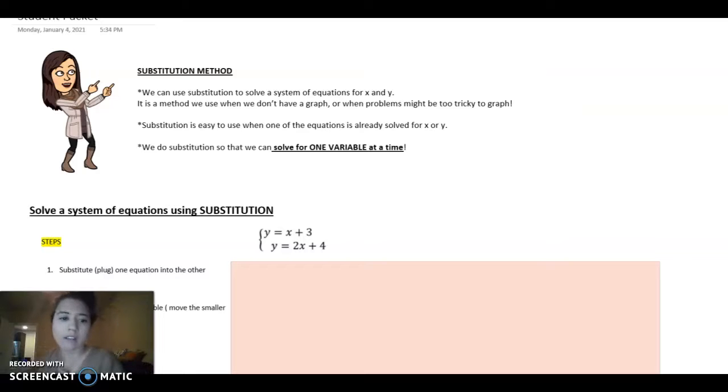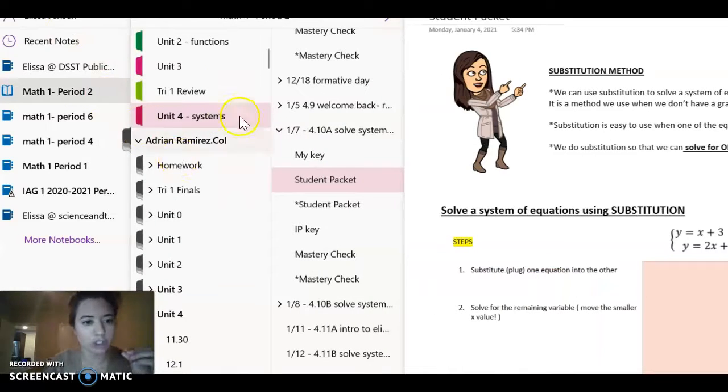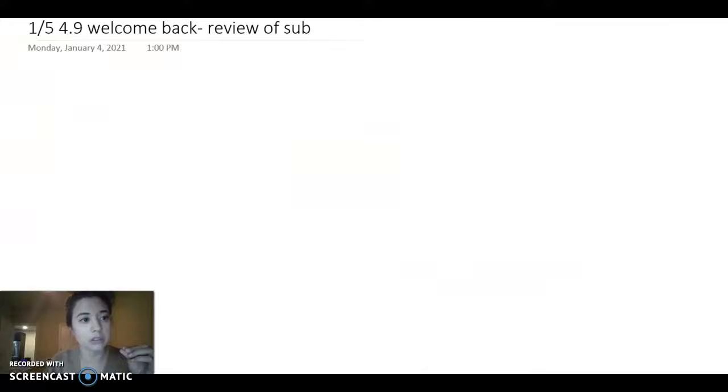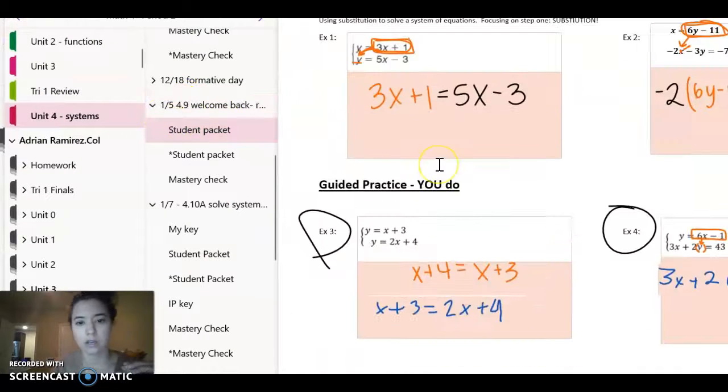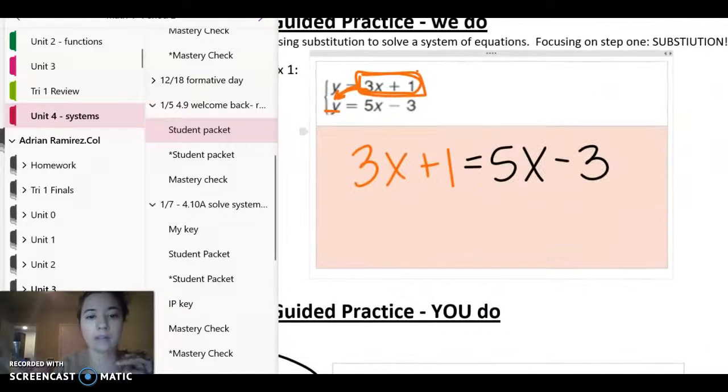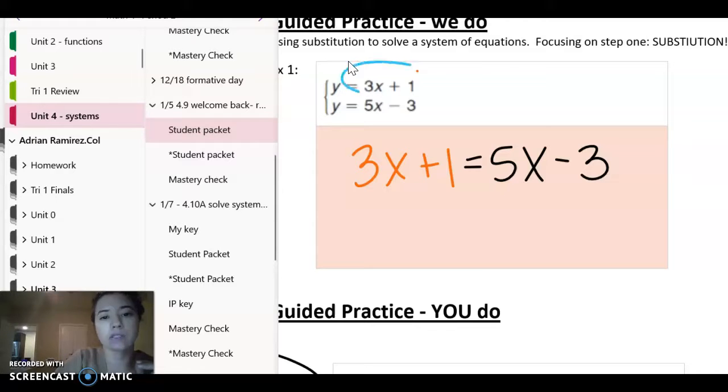On Tuesday, our last lesson, we just focused on substitution. We would take one equation and plug it into the other. Let me go back really quick and show you, just to help you get an idea of where we were last lesson. We said solve a system using substitution, but we were just focusing on the first step, being able to take one equation and plug it into the other. We saw that this top one was solved for y, so I could take that and plug it in where y was. So we had 3x plus 1 equals the rest of the equation, 5x minus 3.